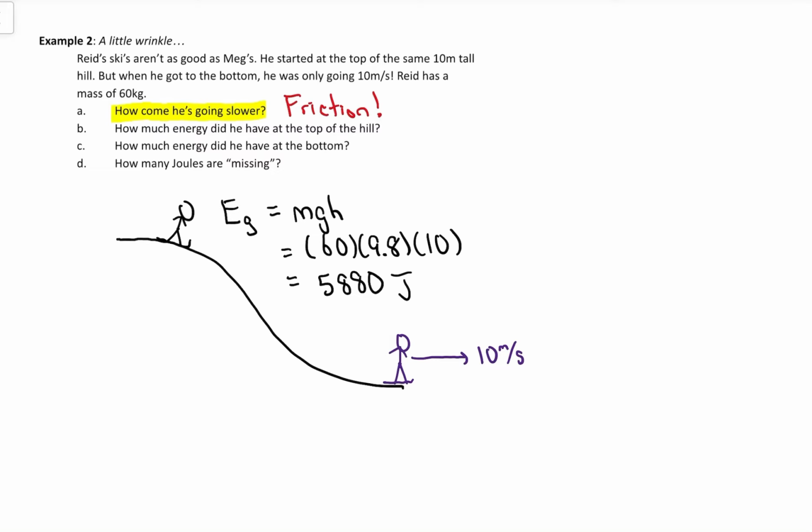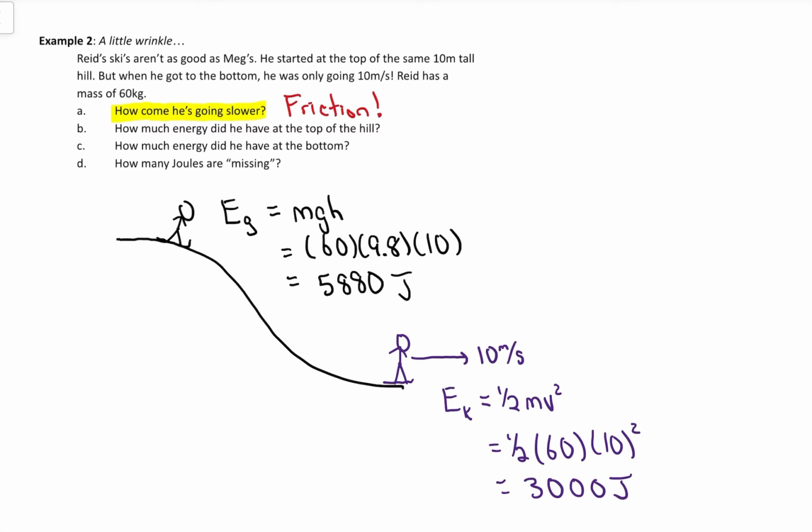How much energy does the person have at the bottom of the hill? Well, at the bottom of the hill, they're at their lowest point, so their Eg has dropped to 0, but they're moving, so they have some Ek. Ek is always 1/2 mv squared. Numbers I made up, 1/2 of the mass of 60 multiplied by 10 squared. Half of 60 is 30. And then multiplying by 10 squared means add 2 zeros, so 3,000 joules.